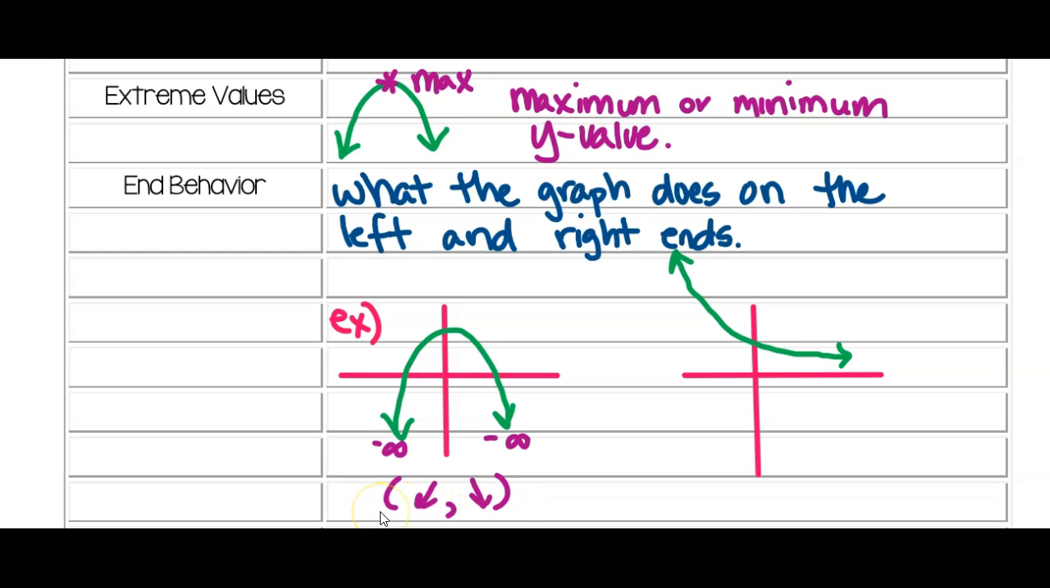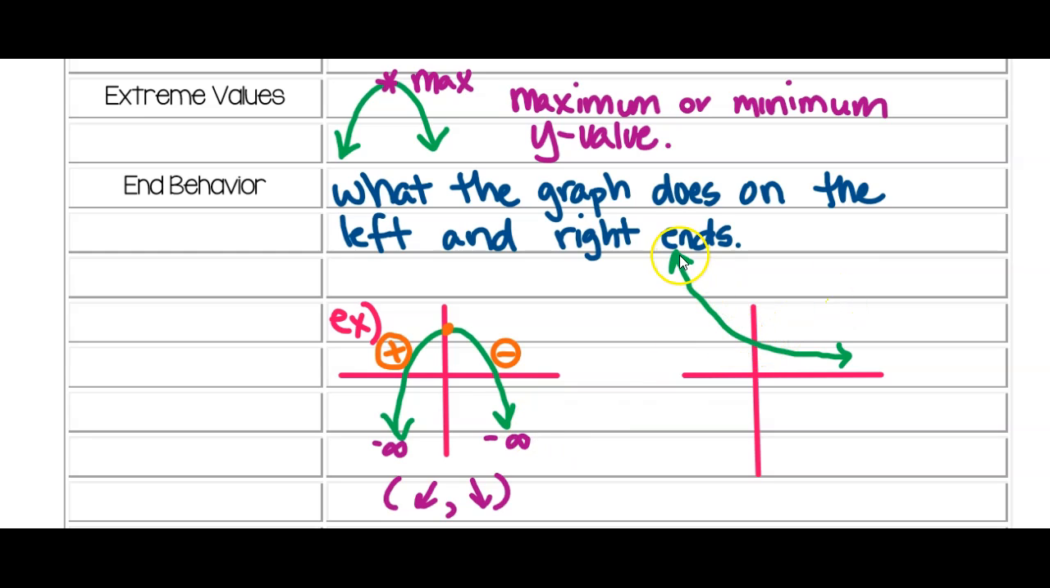So both ends are pointing down. Not to be confused with increasing or decreasing. Because if you think about increasing or decreasing, as we go to the right, the y values are increasing until we hit this maximum point, and then after that they begin decreasing. So we have increasing and then decreasing. But the end behavior is down, down because both ends are pointing down.